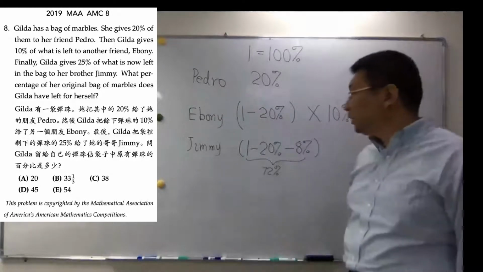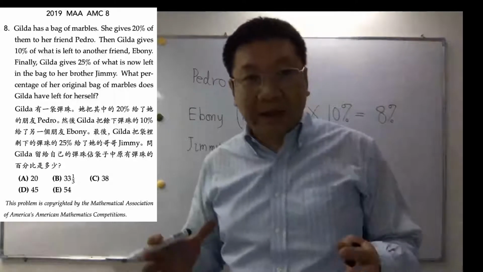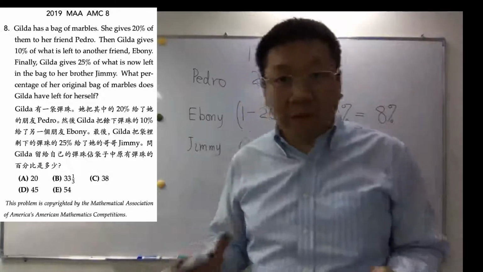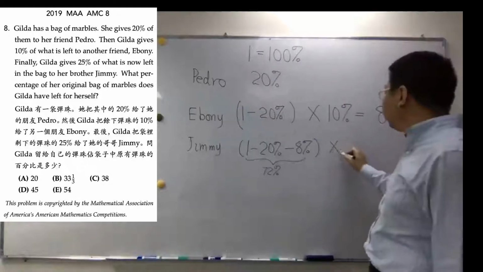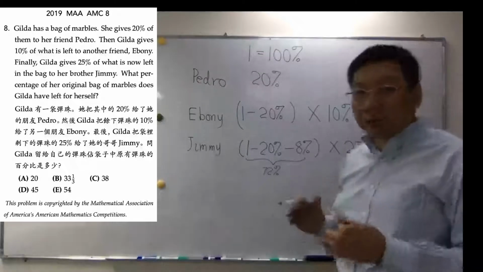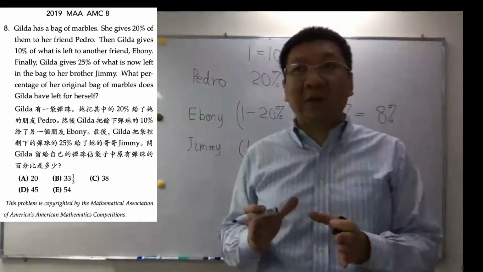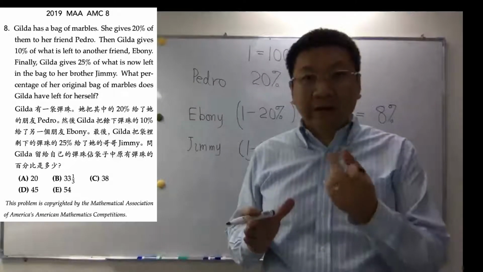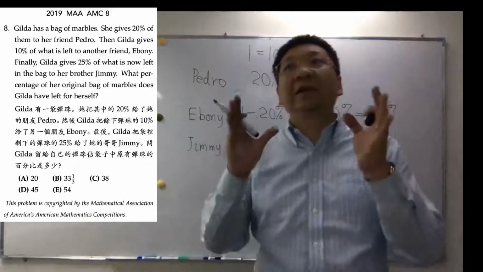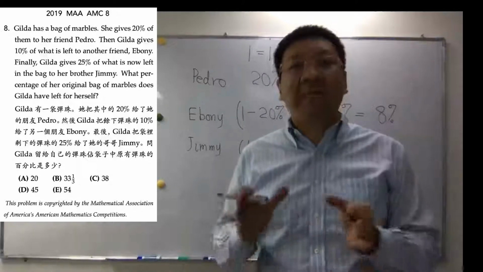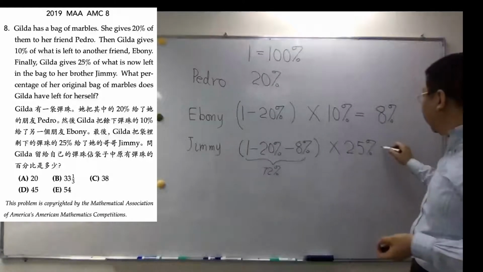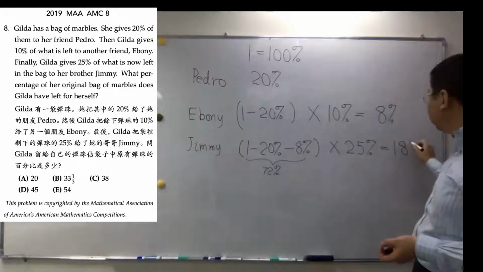How much does Jamie take? Jamie takes 25% of what's left. So this multiplied by 25%. 25% is essentially 1/4. So something multiplied by 25%, the quickest way to do it is to divide this number by 4. So 72 divided by 4 is 18. So that would be 18%.